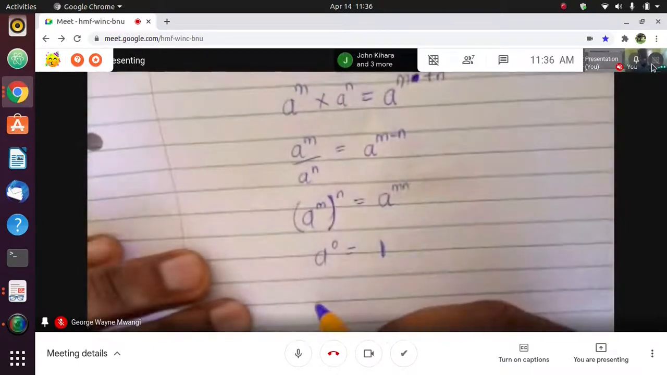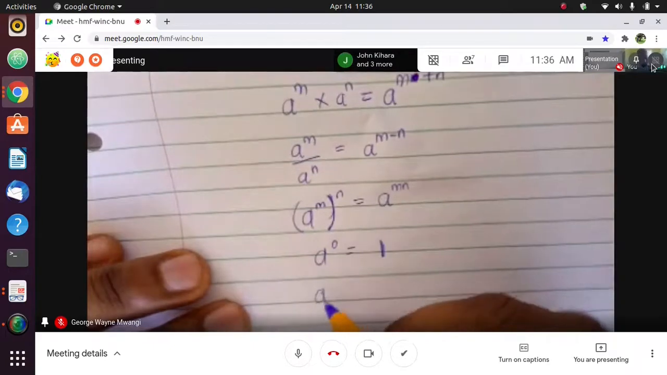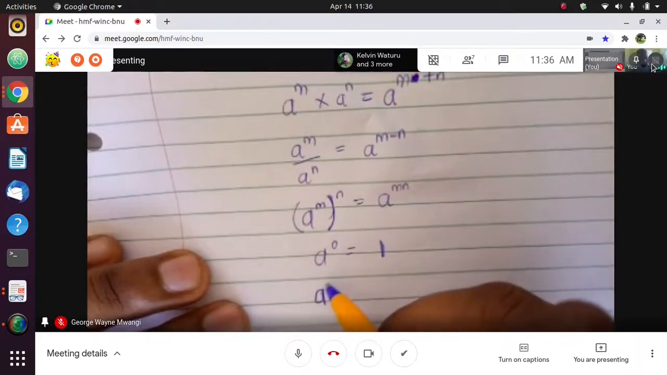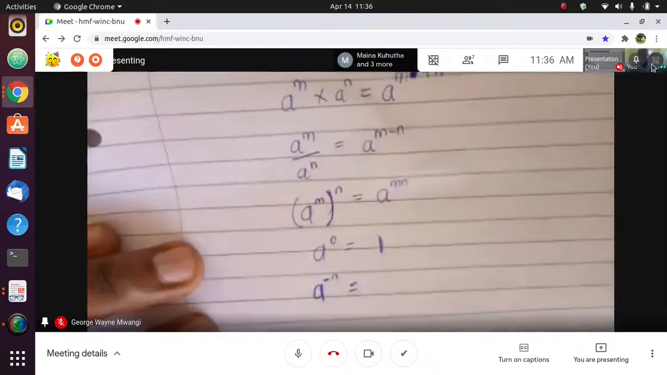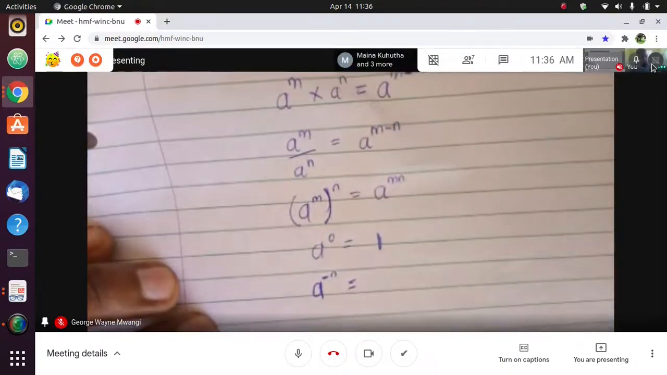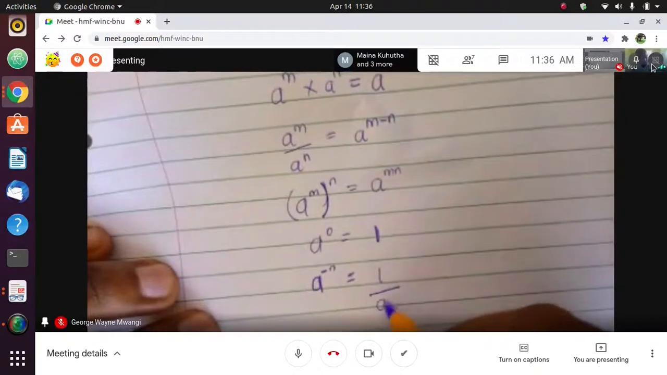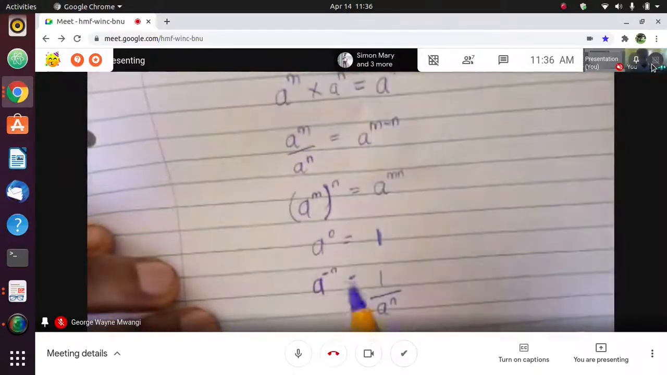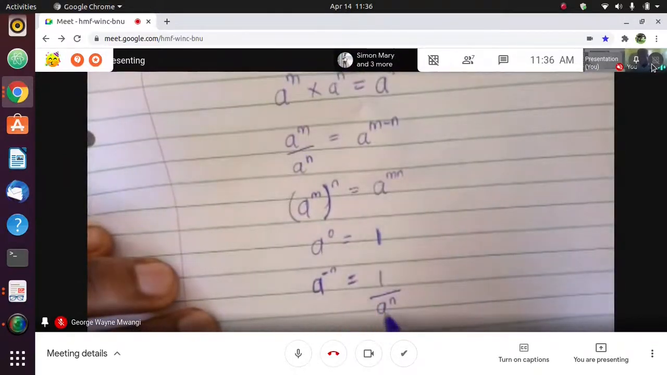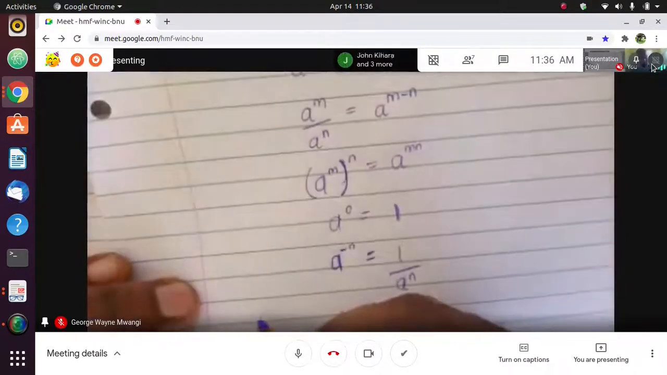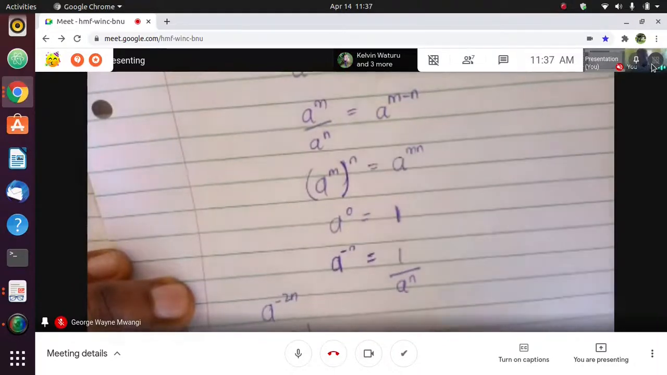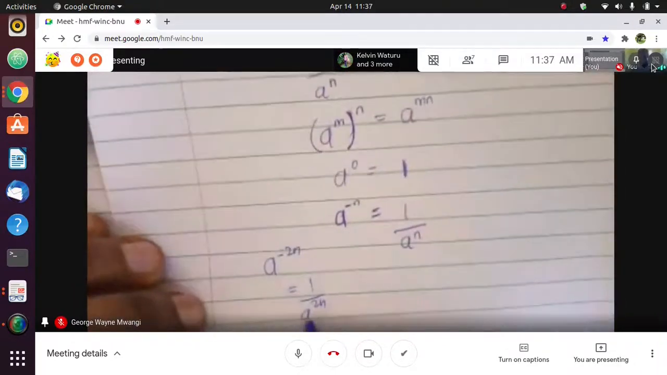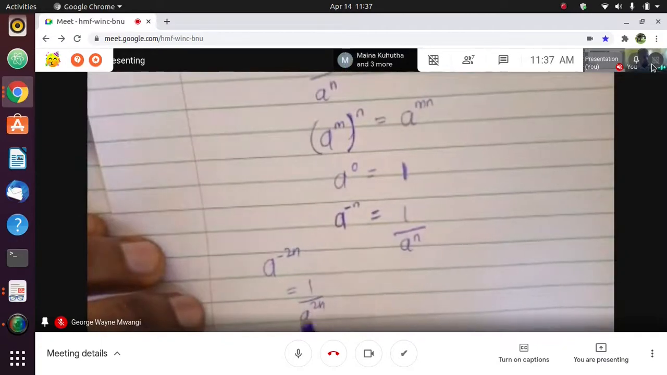Now, acha tuone kama hii mtakumbuka. When I raise a number by a negative power, it is the same as writing it as 1 over a raised to power n. Thank you very much, Maina. If I have a raised to minus 2n, itakuwa the same as writing 1 over a raised to power 2n. You just reciprocate and raise that number to the positive power now.